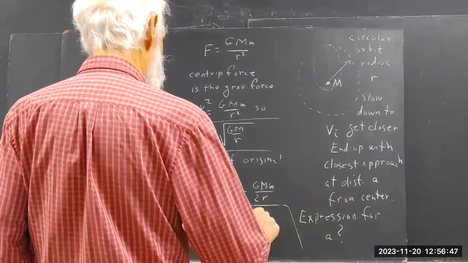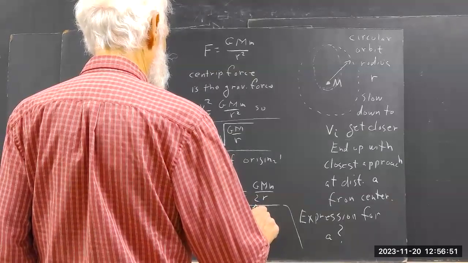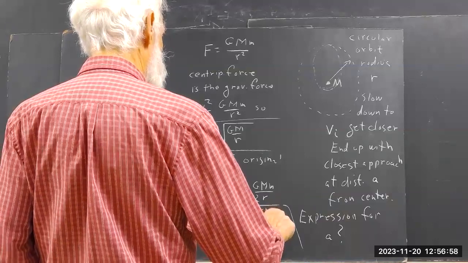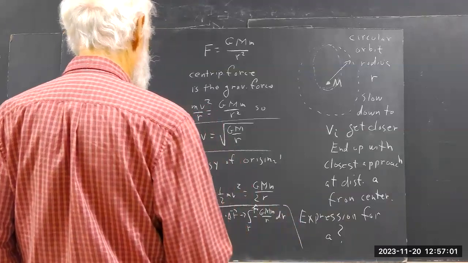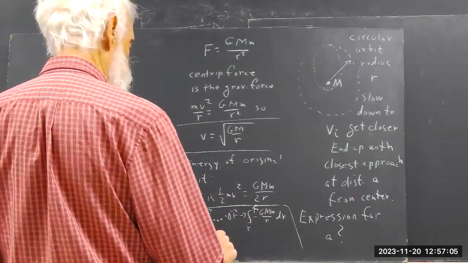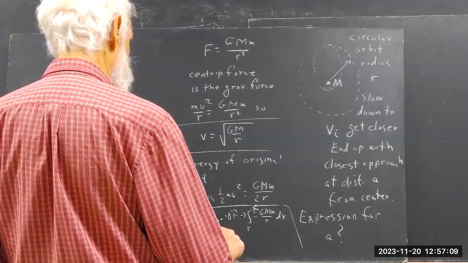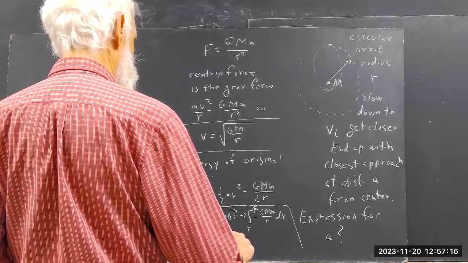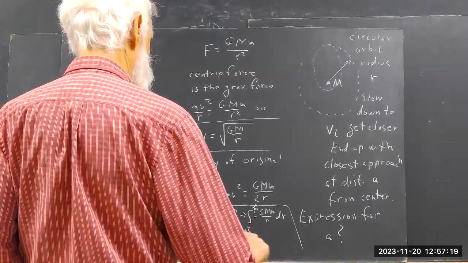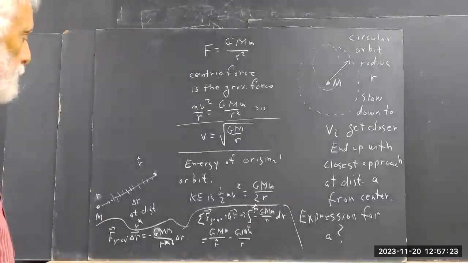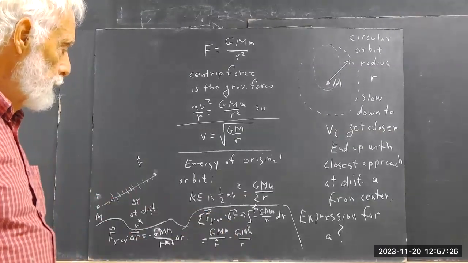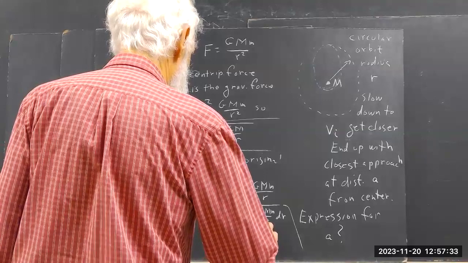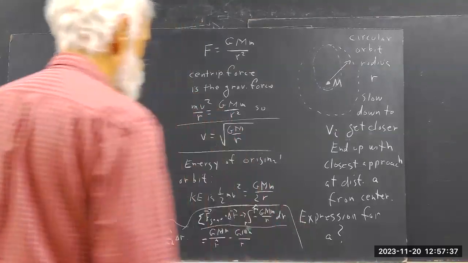from little r to r hat of negative big G, big M, little m over r squared dr, which equals big G, big M, little m over r hat minus big G, big M, little m over r.